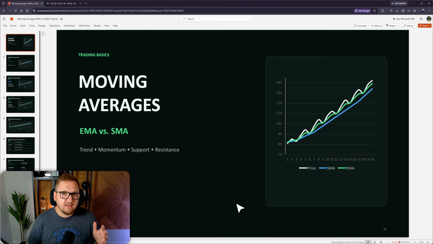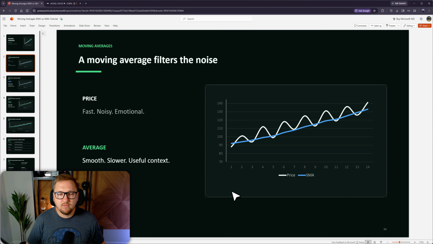Today, we're covering moving averages. We're going to be talking about the difference between an EMA, exponential moving average, and an SMA, simple moving average. And we're going to be talking about how these help us with trend, momentum, support, and resistance. So first, moving averages. The moving average filters the noise.